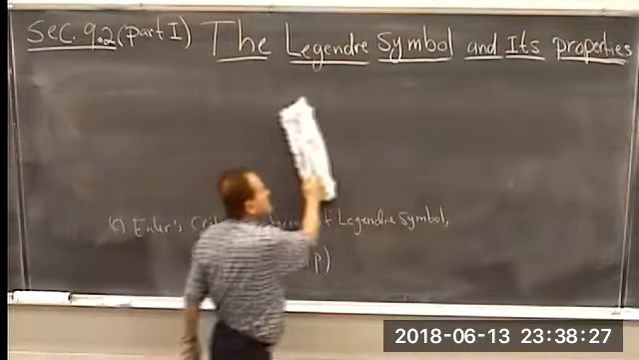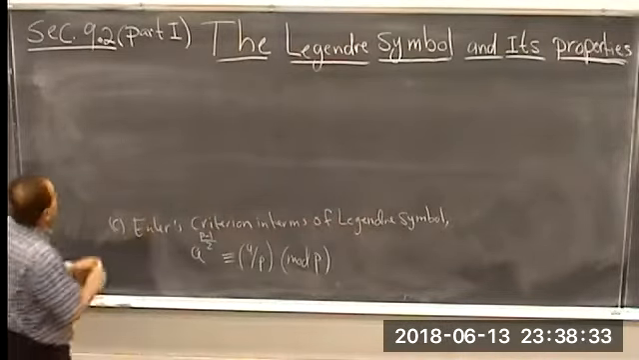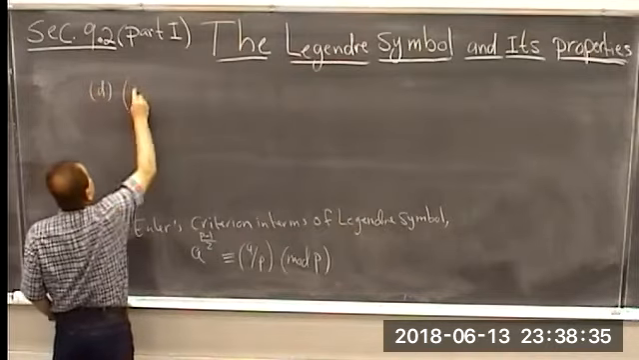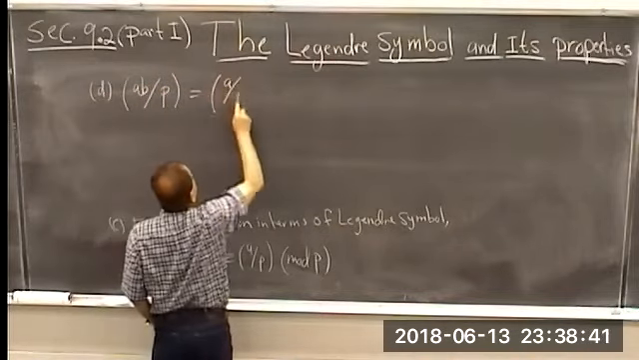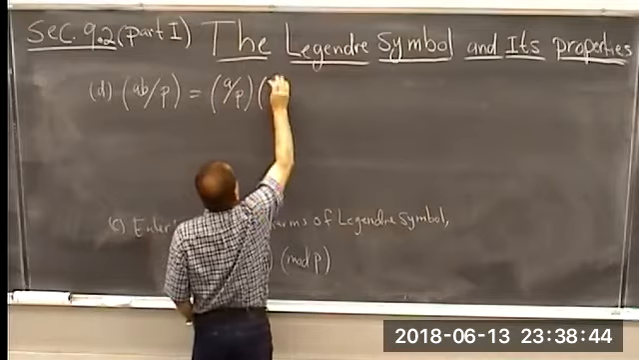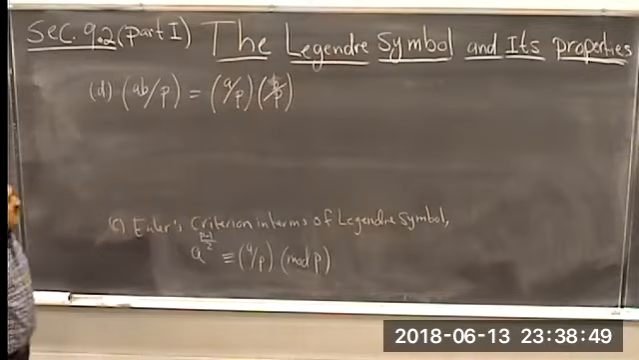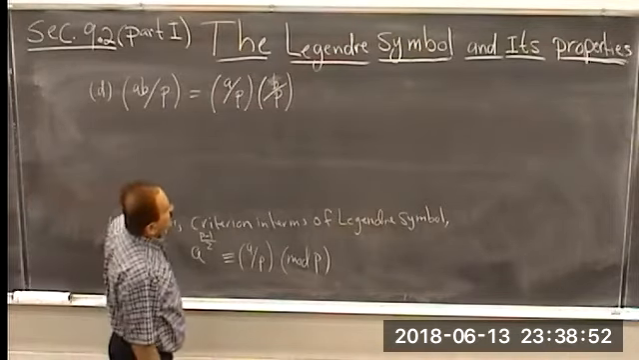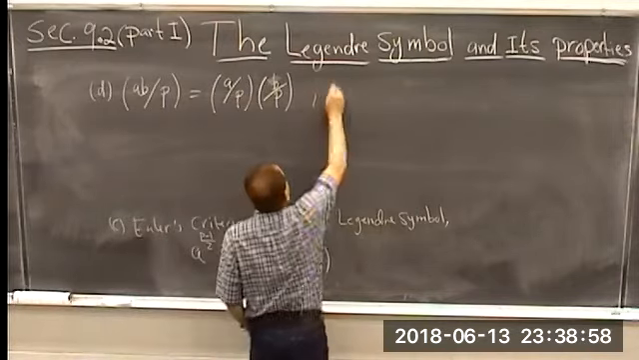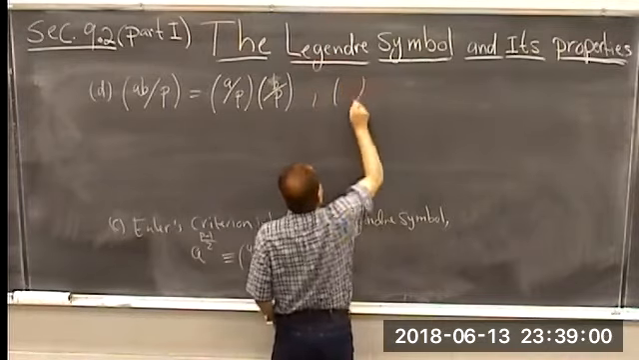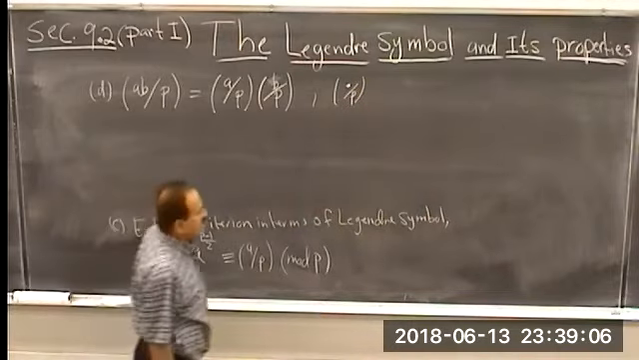And d, I think we're going to look at the product rule. (ab by p) is (a by p) times (b by p). What this indicates is that the Legendre symbol as a number-theoretic function is completely multiplicative.